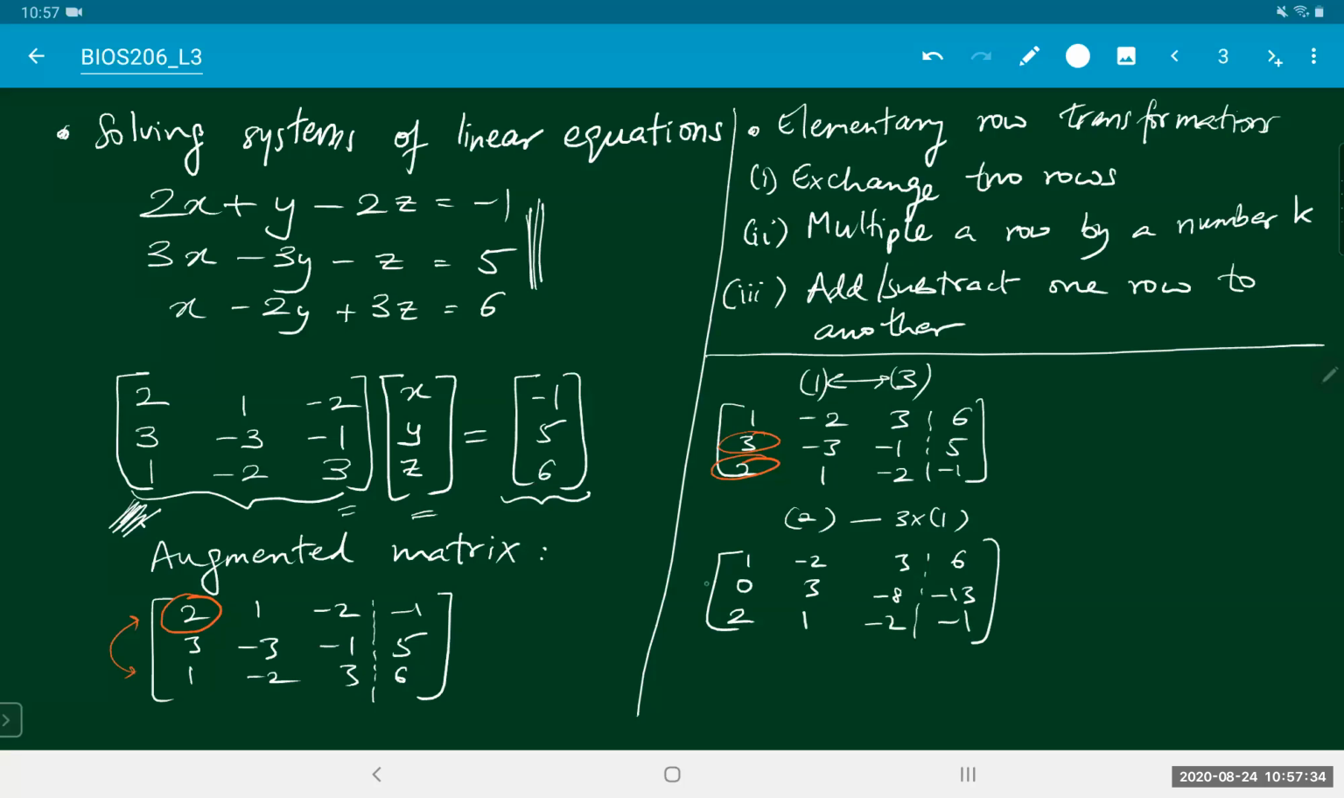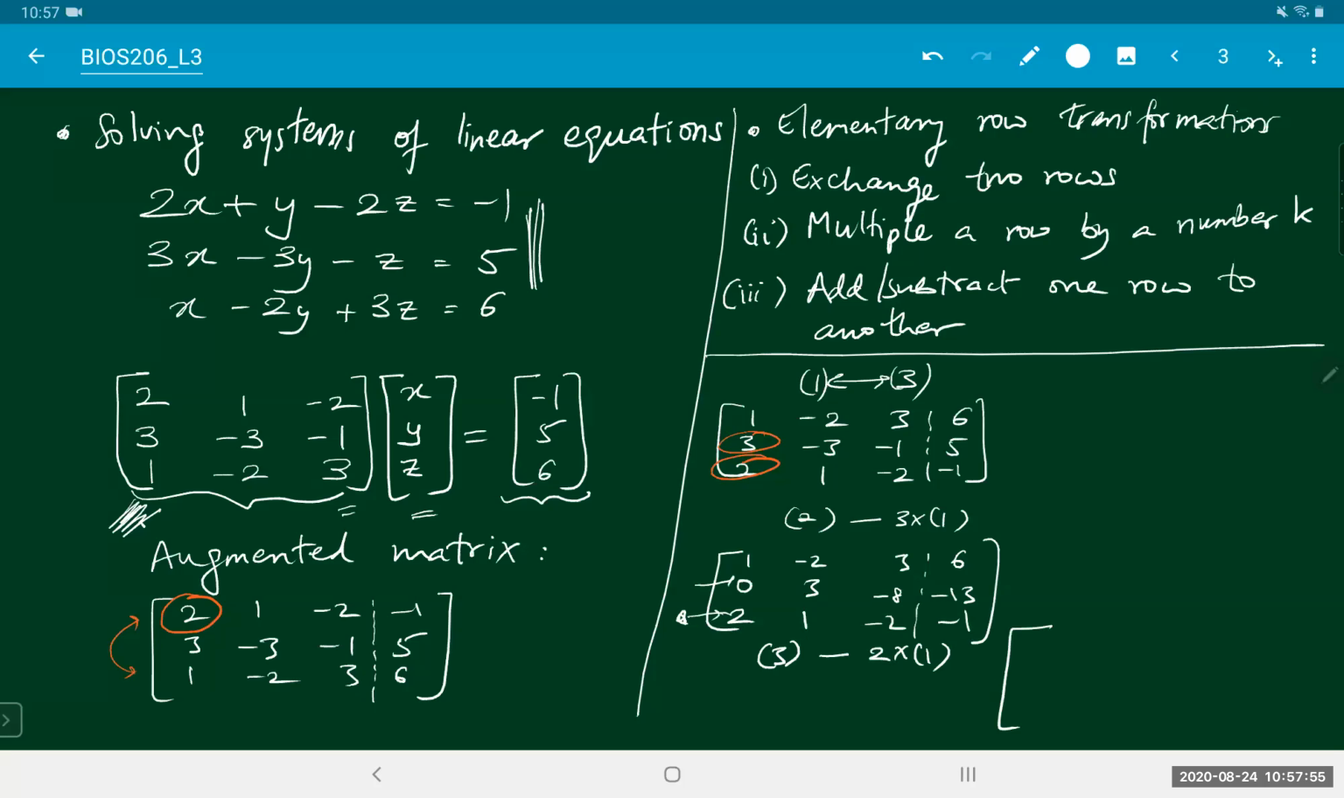So now I have got a 0 over here. I want to also get a 0 over here. So I can do a similar trick. From the third row, I will subtract 2 times the first row so that this fellow becomes 0.